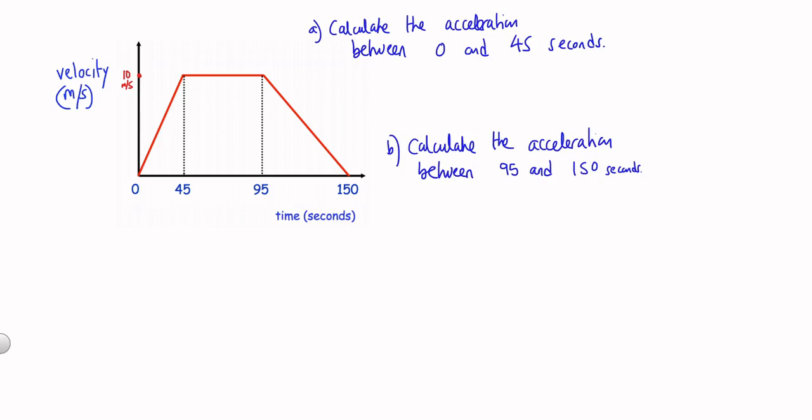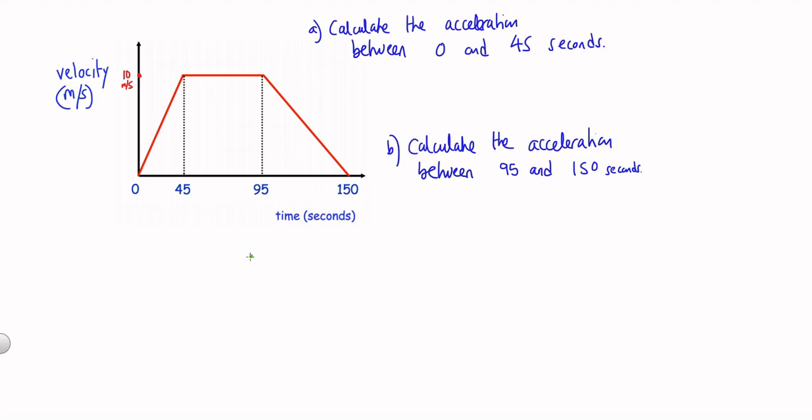What you see here is a velocity time graph. Now it's kind of similar to a speed time graph, but there is a fundamental difference between velocity and speed. Velocity is speed in a particular direction.